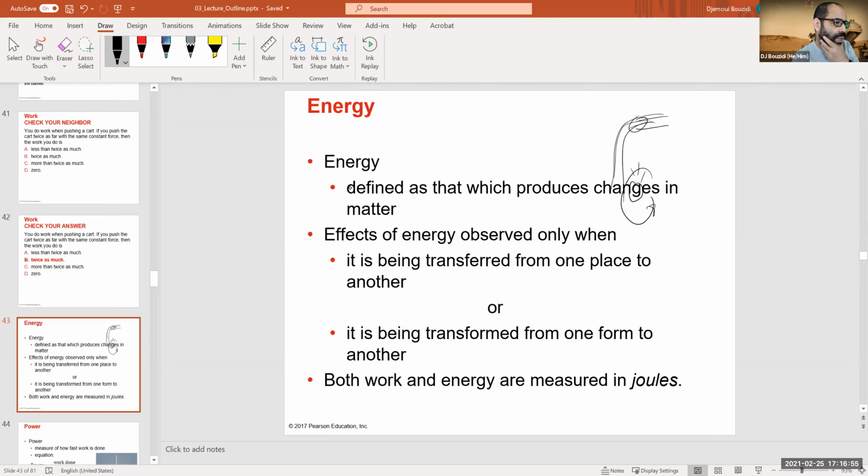So in this case, both the electrical energy and the height, which is actually gravitational energy due to the gravity, has the potential of doing work, which at the end it did. Okay, so defined as to produce changes in matter. So that is potential energy actually that changes the arrangement of matter too. Effects of energy are observed only if it is being transferred from one place to the other. Again, we have potential energy in here due to gravity, with a turbine, which changes into electrical energy.